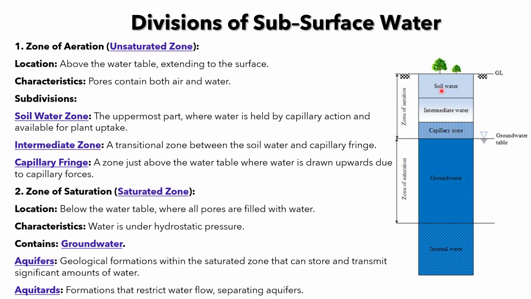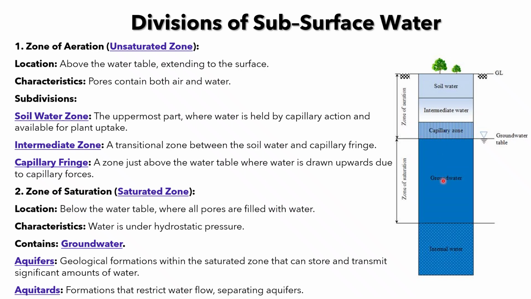The top layer where the plants get their water, we'll call the soil water zone. The intermediate zone is generally a transition between the soil water zone and the next zone. The capillarity fringe is just above the water table, where the water rises upward due to capillary action. This is the complete zone of aeration, with three subdivisions.